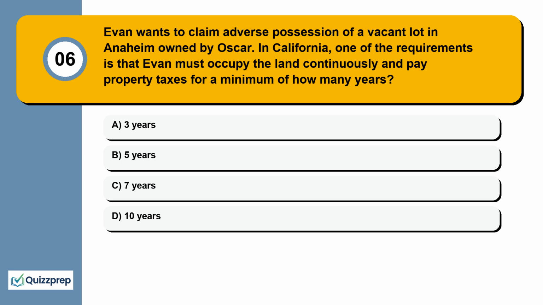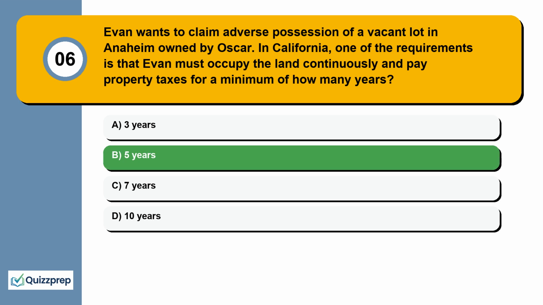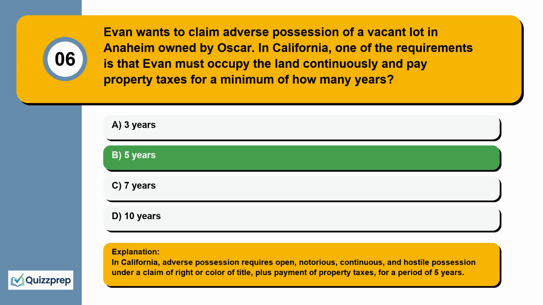Question 6. Evan wants to claim adverse possession of a vacant lot in Anaheim owned by Oscar. In California, one of the requirements is that Evan must occupy the land continuously and pay property taxes for a minimum of how many years? 3 years, 5 years, 7 years, 10 years. In California, adverse possession requires open, notorious, continuous, and hostile possession under a claim of right or color of title, plus payment of property taxes, for a period of 5 years.